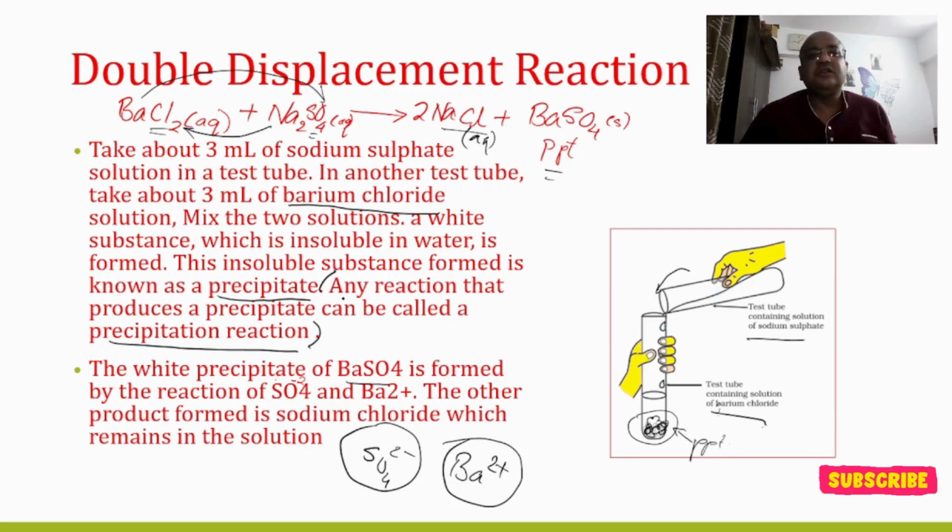Any reaction that produces a precipitate can be called a precipitation reaction. So this reaction is called a precipitation reaction. What happens here is that barium ion and sulfate ion react to form barium sulfate. The other product formed is sodium chloride, which remains in the solution. So this is what the reaction is all about: BaCl2 plus Na2SO4 gives NaCl plus BaSO4.